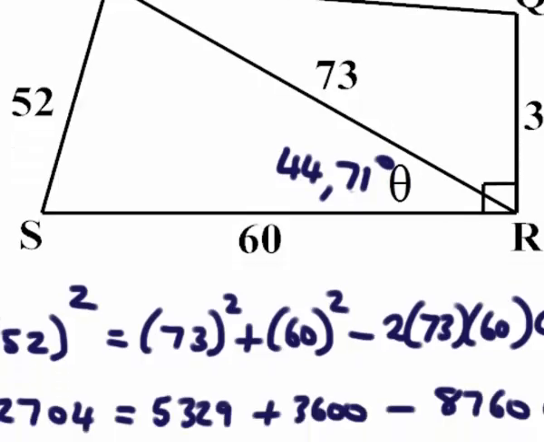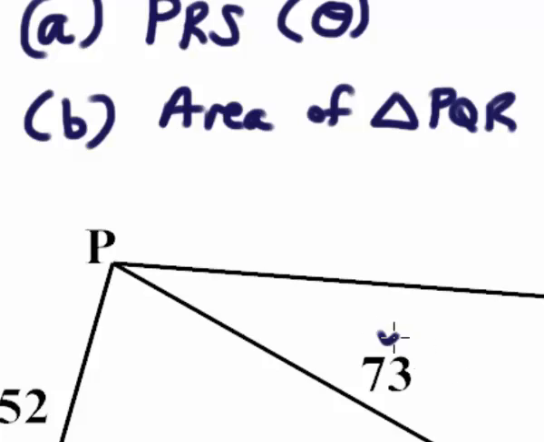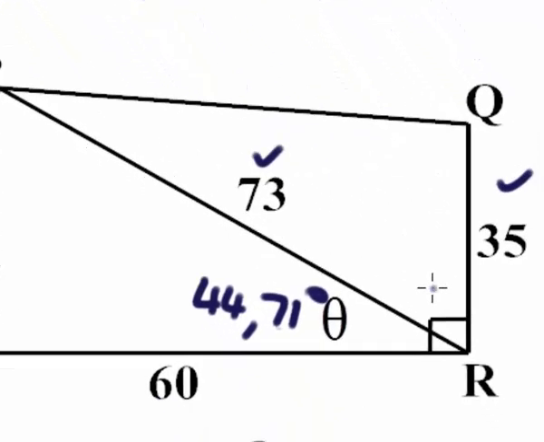Okay, now that's great. Now we want to get the area of triangle PQR. Now what do we need? We need 2 sides and the included angle. But now this is 90. So if we say 90 subtract 44.71, we're going to get 45.29 degrees. Okay, now we're in a position to work out the area.